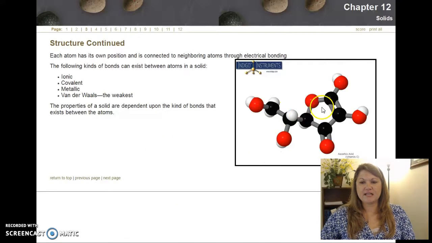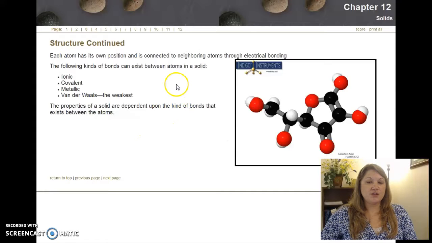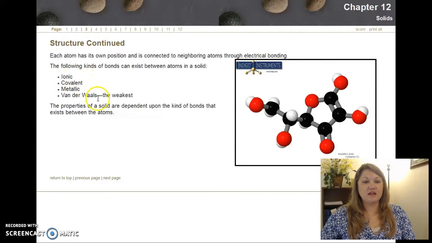Here's an example of an array, how these are bonded together. This is actually not an element, this is vitamin C. The different colors represent the different elements, but it gives you an idea of the bonding and structure that I'm talking about. The bonding can be ionic, covalent, metallic, or van der Waals bonds. Depending on the type of elements coming together to bond and the strength of the bonds, all that depends on what kind of actual bonding you'll get.